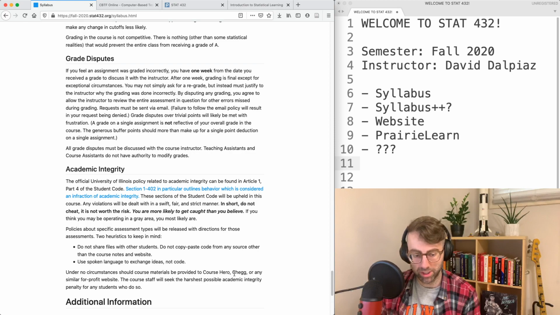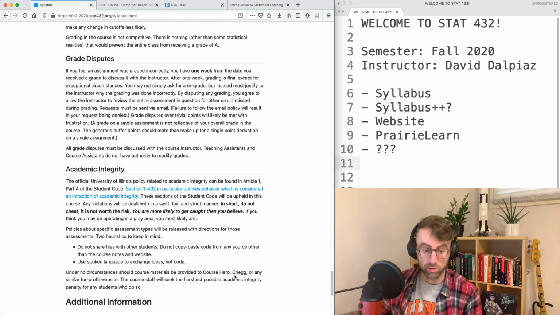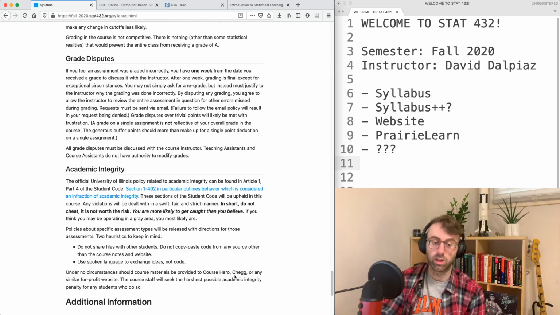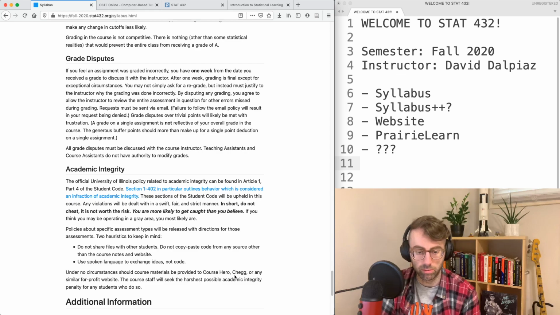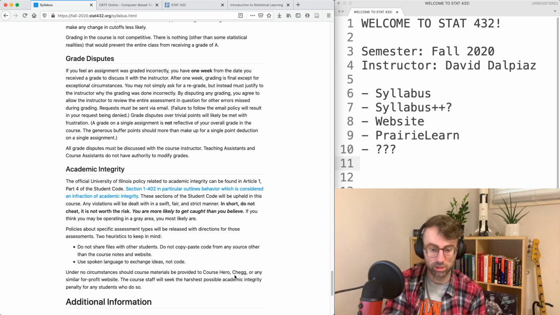Outside of posting it on Piazza, where everyone can see it and then has equal access to it, the rules should be you can use spoken language, that is like the English language or whatever spoken language you would prefer to talk to someone with, to discuss your code, but you shouldn't use code to talk about code, if that makes sense.